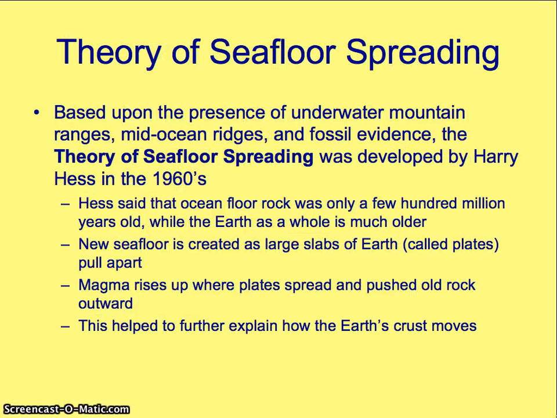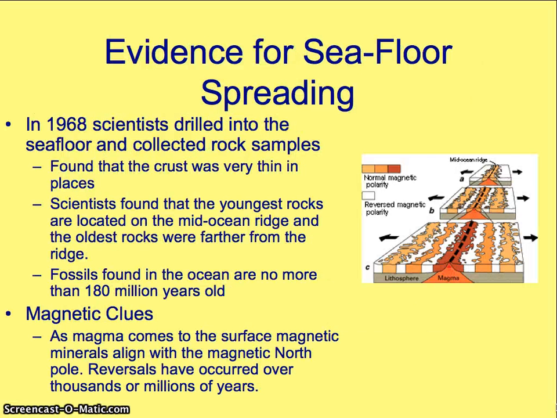So based upon the presence of underwater mountain ranges, mid-ocean ridges, and fossil evidence, the theory of seafloor spreading was developed by Harry Hess in the 1960s. Harry Hess said the ocean floor rock was only a few 100 million years old, while the Earth was much older. New ocean floor is created as large slabs of Earth, called plates, pull apart. That magma rises up and pushes old rock outward. This further explained how the Earth's crust moves.